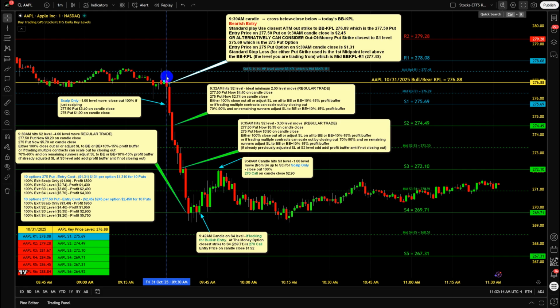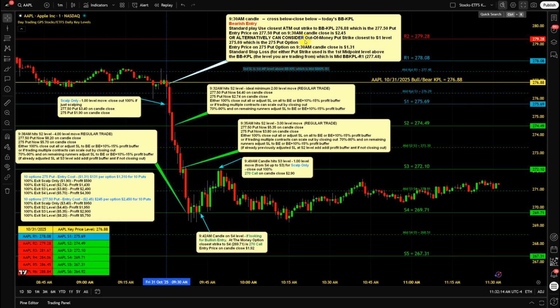Remember, we're waiting for the close of the candle. So we're not entering intra-candle. So whether you have a 5-minute chart, a 3-minute chart, a 2-minute chart, whatever chart time frame that you've settled on, you're waiting for the close of the candle, because this candle very well could have gyrated around and then closed above, and then we'd be looking at a bullish entry signal instead. So you wait till the close. The close on this one, $2.45.